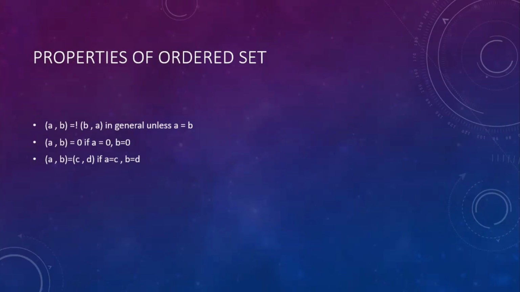After that, there are some properties of ordered sets. Let's see. (a, b) is not equal to (b, a) unless a equals b, because the values would be exchanged and we do not want that. After that, (a, b) is equal to (0, 0) if a equals 0 and b equals 0. These are the basic properties of ordered sets. And the third one is (a, b) is equal to (c, d) if a equals c and b equals d. The values of both of them are the same in that case.